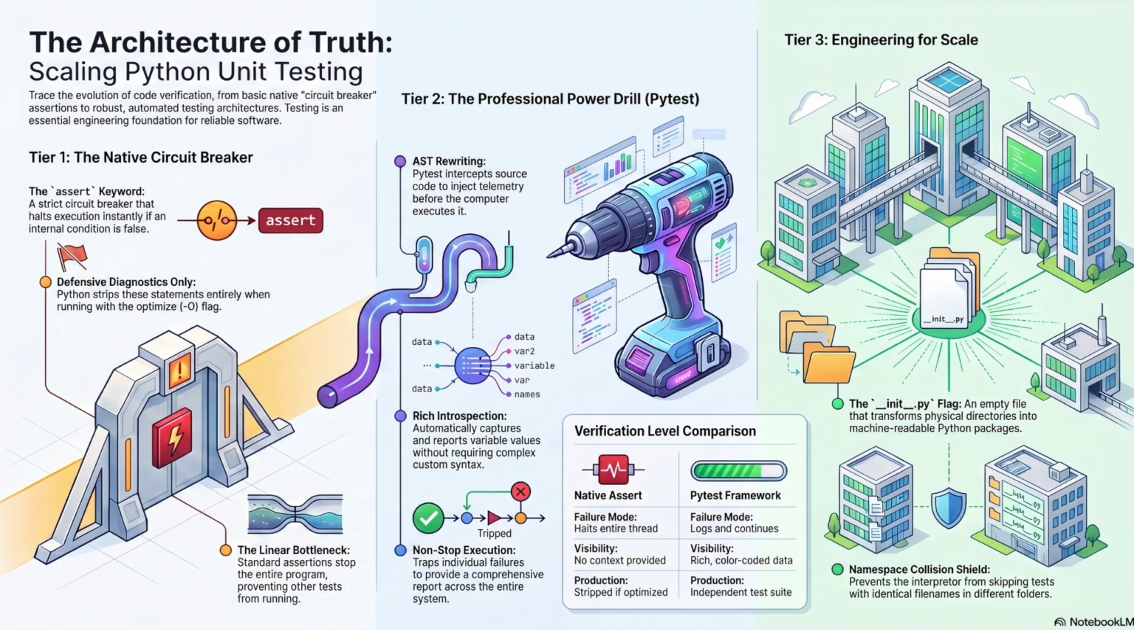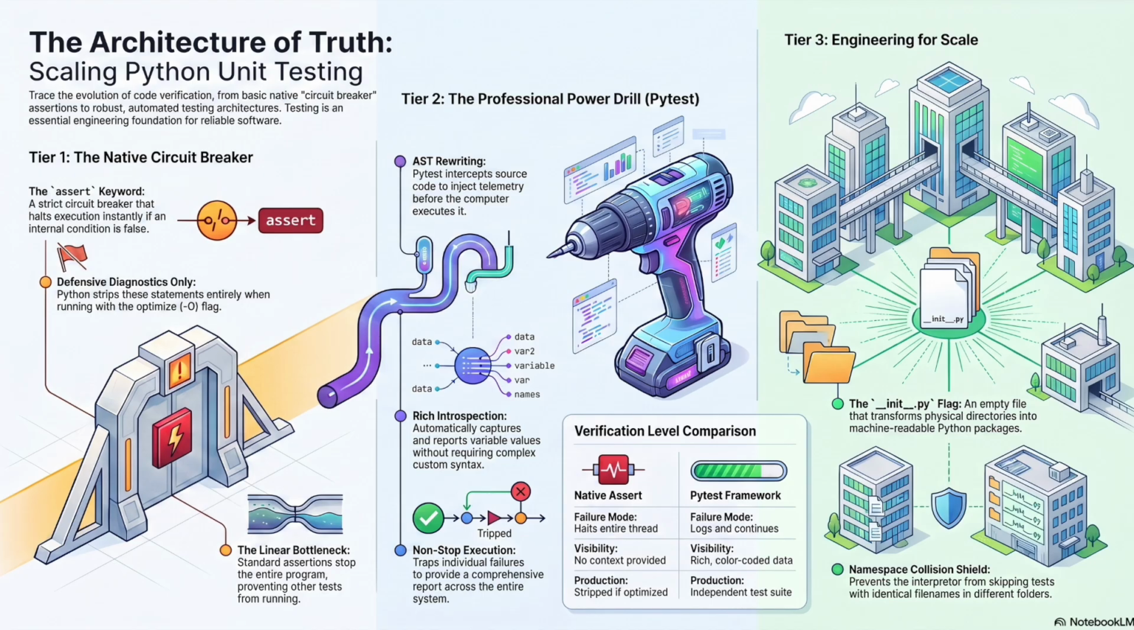So the init.py is basically the routing table for the testing framework. That's a great way to put it. It really proves that in software engineering, physical file organization isn't just an aesthetic choice to keep your workspace tidy. It's a fundamental machine-readable requirement. Without those files establishing boundaries, the tooling just cannot navigate the ecosystem.